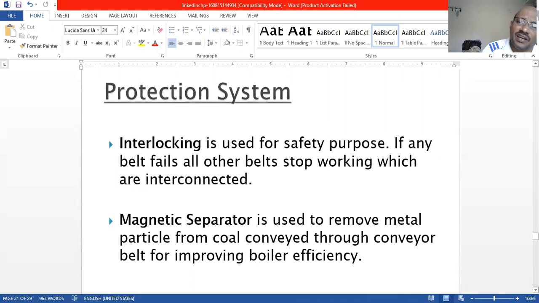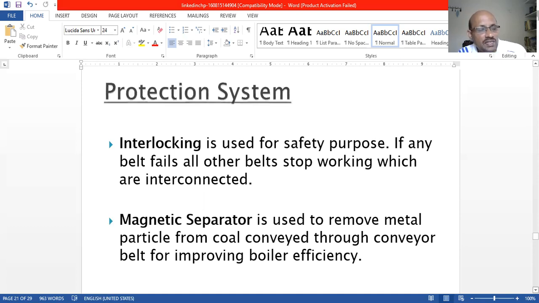If any damage or anything happens, we can see, if the belt fails, or if any person has fallen down, we have an interlocking system over there. If anything happens, if a fire breaks out, or if any person has fallen down, we can interlock that system.